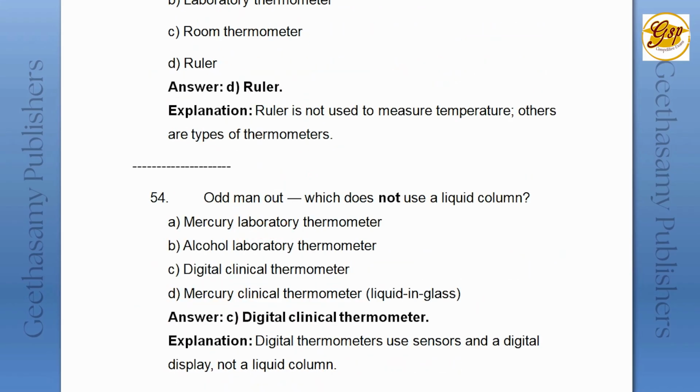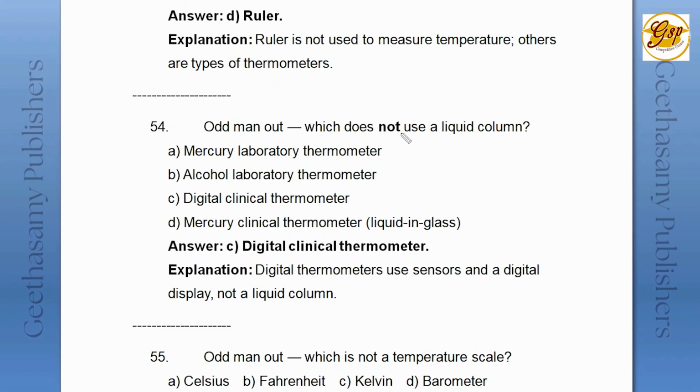Again, odd man out, which does not use a liquid column. Mercury laboratory, alcohol, digital, and mercury clinical thermometer, liquid in glass. The correct answer is the digital clinical thermometer, because it does not use liquid, right? A digital thermometer uses sensors and a digital display, not a liquid column.